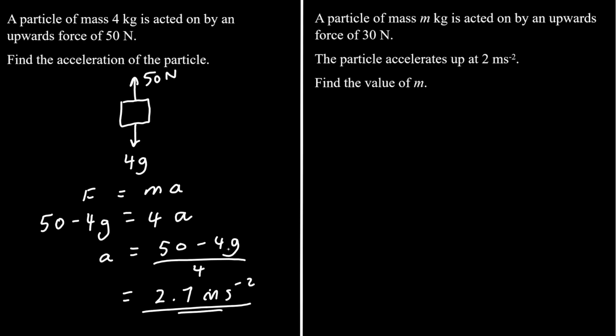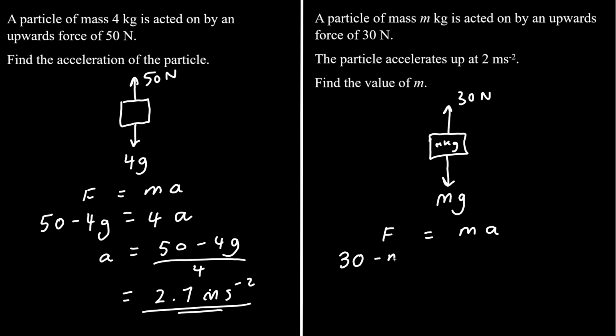So this time we've got a particle of mass m kilograms. The upwards force is 30 newtons. The downwards force is mass times gravity, which is going to be mg. The particle accelerates up at 2 meters per second squared. Find the value of m. So let's put it into F equals ma. The resultant force is 30, force up, minus force down, minus mg, and that's equal to mass times acceleration, which is m times 2, or 2m.